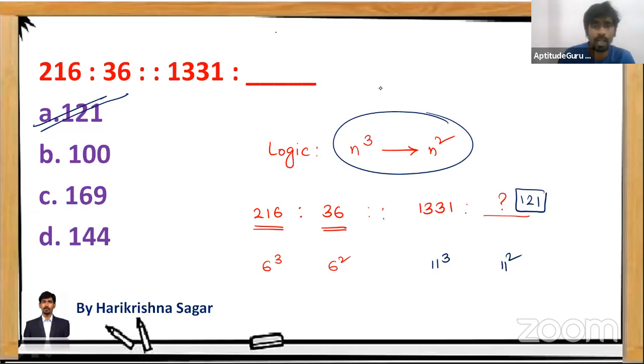Let's have a glance at the next question, which is available on the screen. Or otherwise, you can also look: this is ending with 6, this is ending with 1. The answer must be ending with 1. Eliminate all, mark the answer as this.